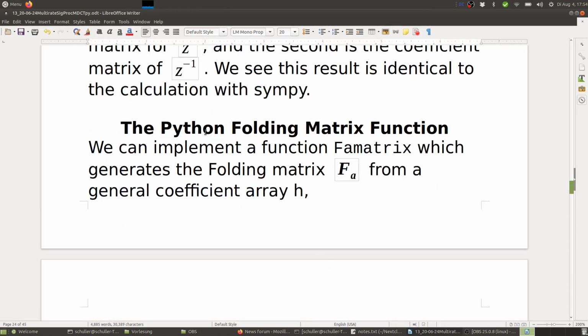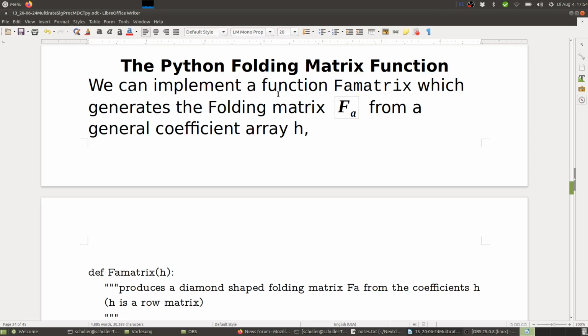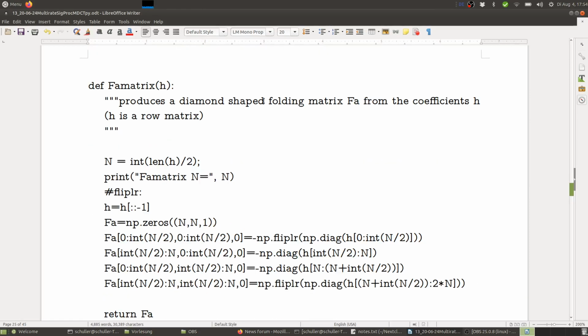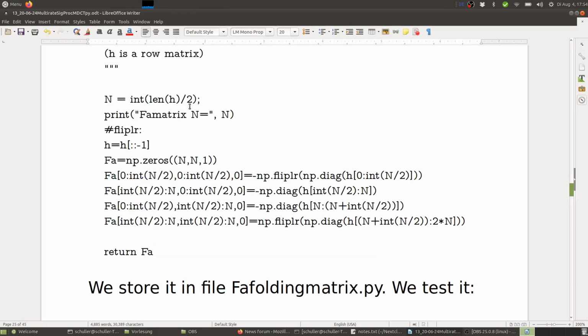So then the Python folding matrix function. We can implement a function FA matrix which generates the folding matrix FA from a general coefficient array H. Again, this is advantageous if we have, say, long filters and high numbers of subbands N, then you want to do it automatically. So for that, this FA matrix function would be helpful. So this produces a diamond-shaped folding matrix FA from the coefficients H, where H is assumed to be a row matrix. So here you can see it.